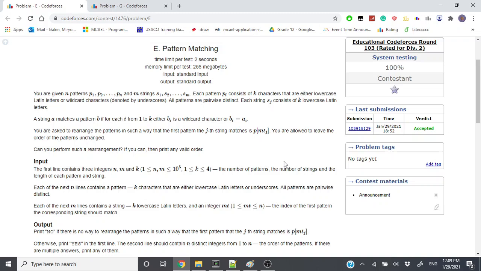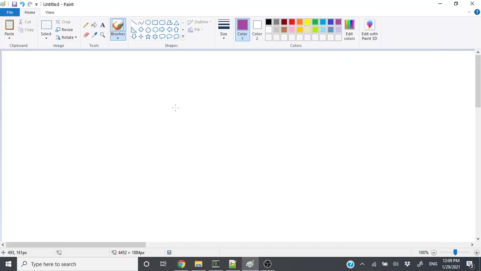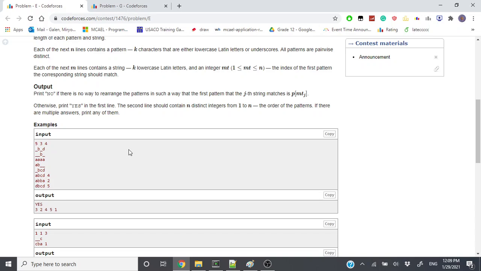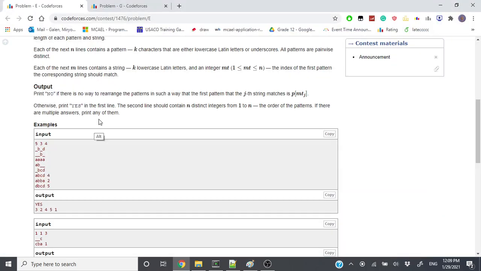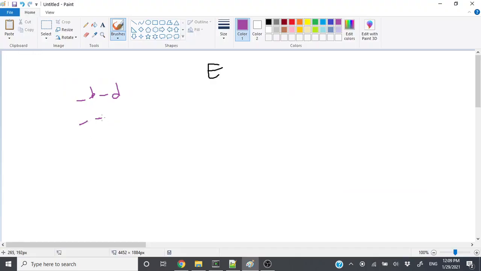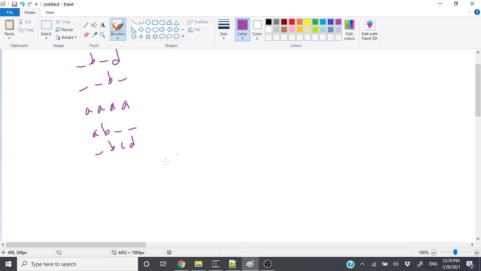Okay, so we have a bunch of patterns. So let's see. I'll copy the sample. We have a bunch of patterns, like for example, blank B, blank D, blank, blank, blank, B, blank, A, B, blank, blank, and blank, B, C, D. Kind of, I can't write.